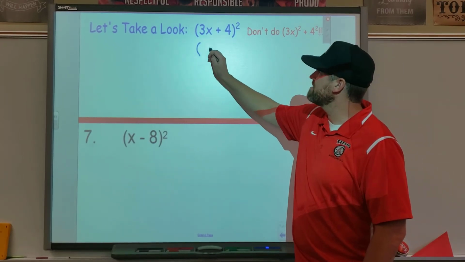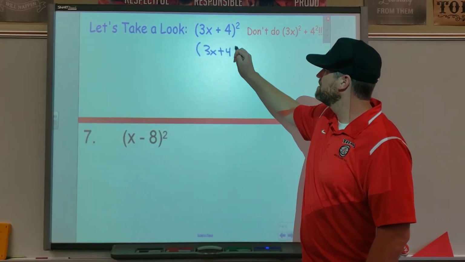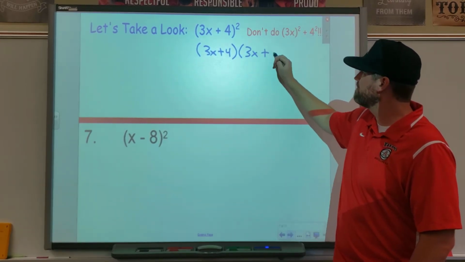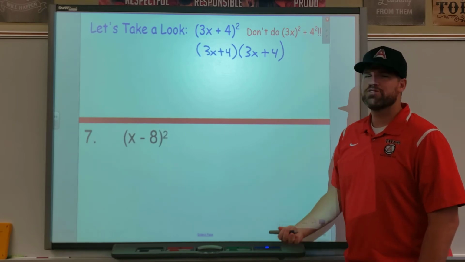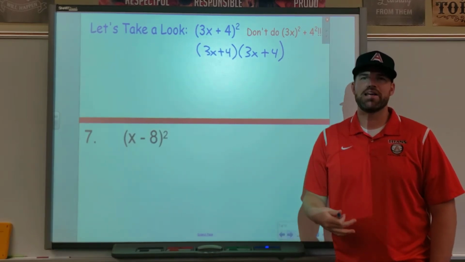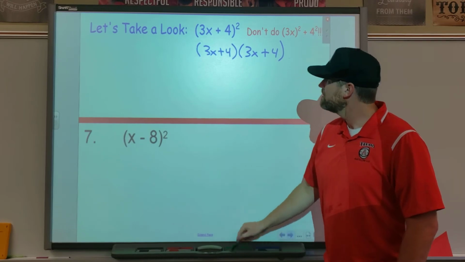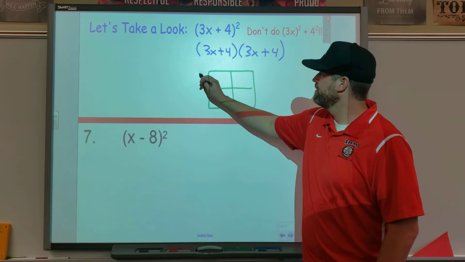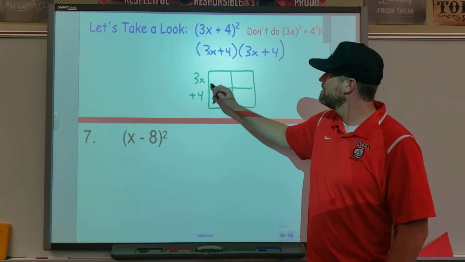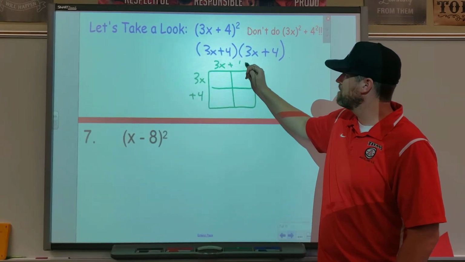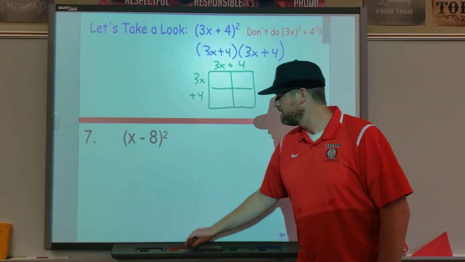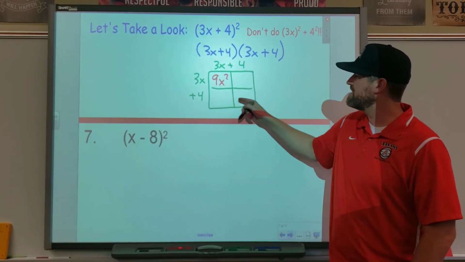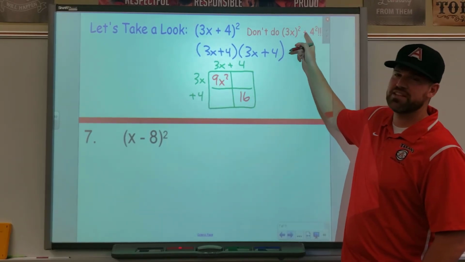So I'm going to rewrite this as 3x plus 4 times itself. 3x plus 4. And so now we're back to a problem like we've been doing where we have a binomial times a binomial. So I'm going to put it in the box. I'm going to put one of the 3x plus 4s on the side and the other 3x plus 4 along the top. And when we multiply, we do get 9x squared. And we do get 16 in this last box, right? So it's similar to this.